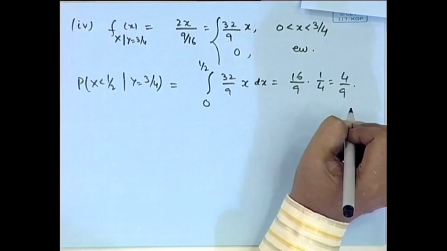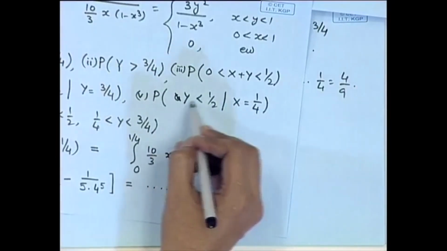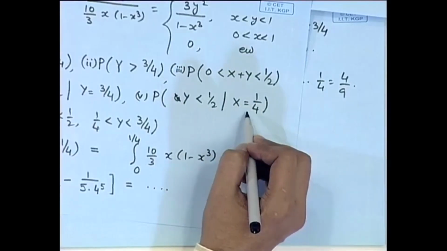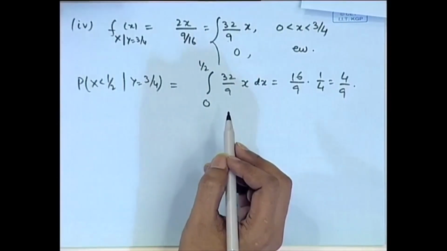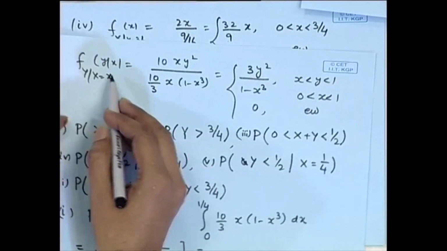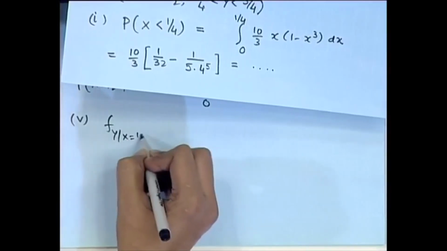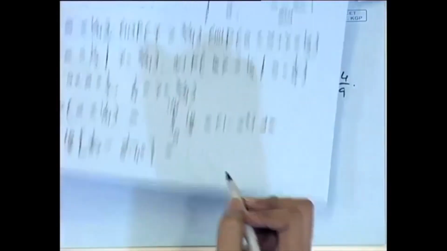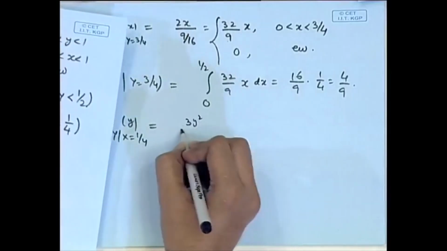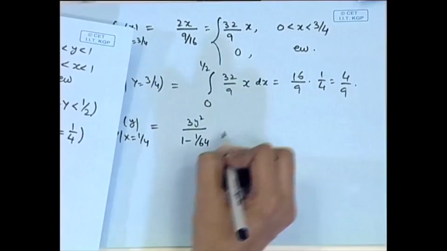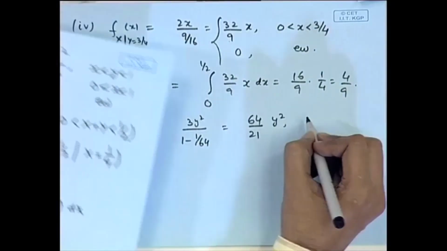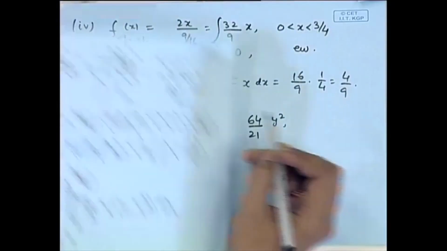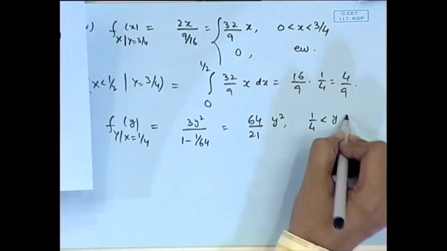In a similar way, if we want to calculate the probability of y < 1/2 given x = 1/4, then we use the conditional distribution of y given x and substitute x = 1/4 here. The conditional distribution of y given x = 1/4 is obtained as 3y² divided by (1 - 1/64), so that is 64/21 y², where the range of y is from x to 1. So, it will be from 1/4 to 1.